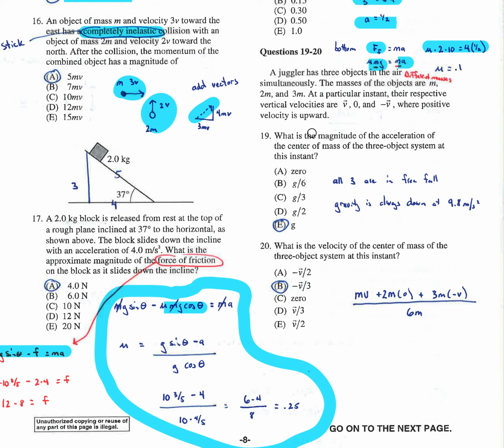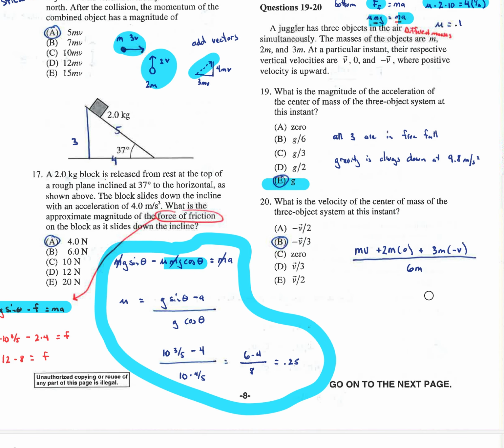The magnitude of the acceleration of the center mass. Well, all 3 of them are just in free fall. So they're all falling at g. So if you combine them, well, then yeah, they're all falling at g. So of course, the center mass is also accelerating at g.